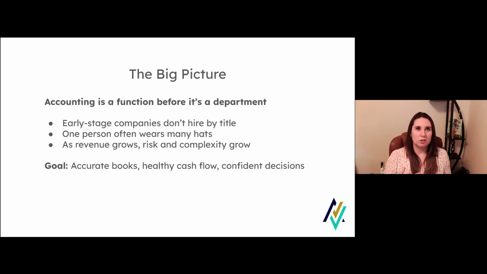Most of the time in the early stages, so under $1 million, a lot of times it's an owner that's starting out and doing all of these roles, or sometimes it's a partner that's doing most of the administration. So you're wearing a lot of different hats. But as your revenue grows, your risk and complexity also grows. That's why knowing these different parts of the accounting flow is how you can break them out. In anything we do, we want one source of truth. We want accurate books, a healthy cash flow, and we want to be able to make confident decisions with our finances.